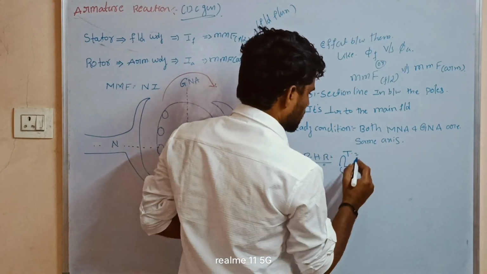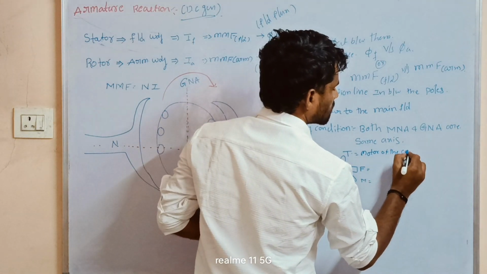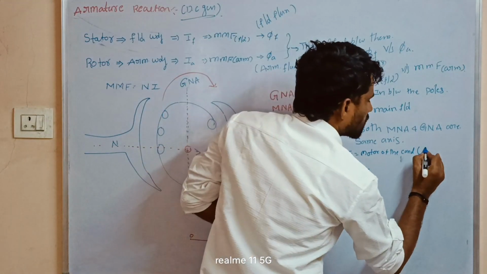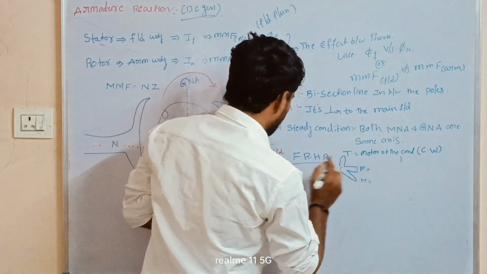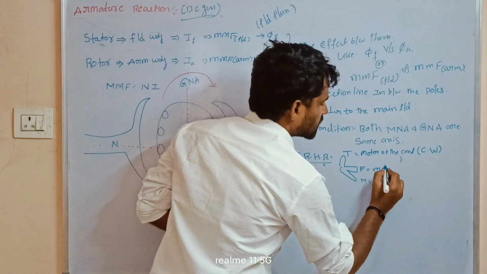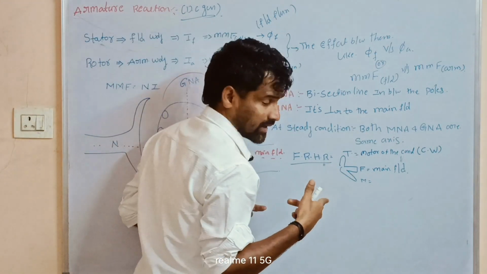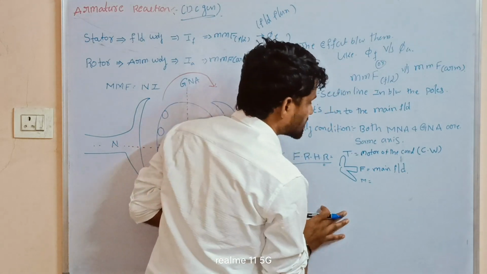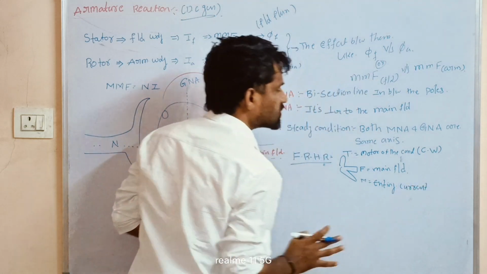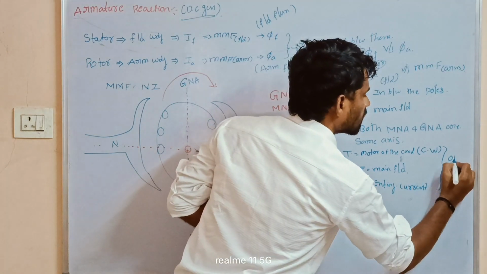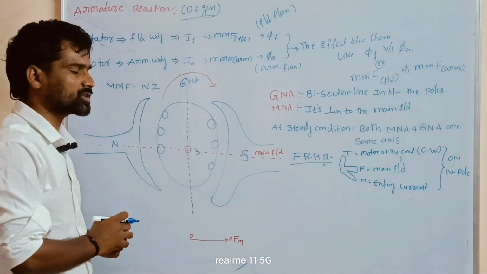So the thumb is the motion of the conductor, which is moving in the clockwise direction. Similarly, the forefinger is the magnetic field, the main field, that is the main field axis. The middle finger is the induced current, the entering current at starting. So this applies in the north pole region, in the armature winding where the current is entering.